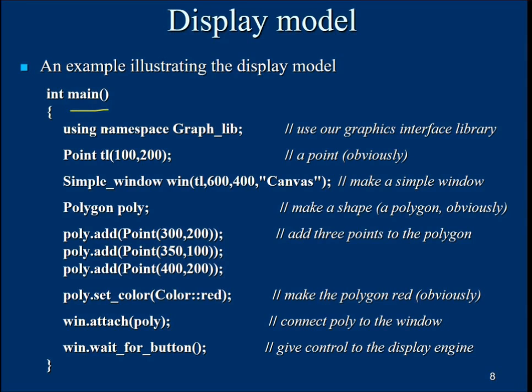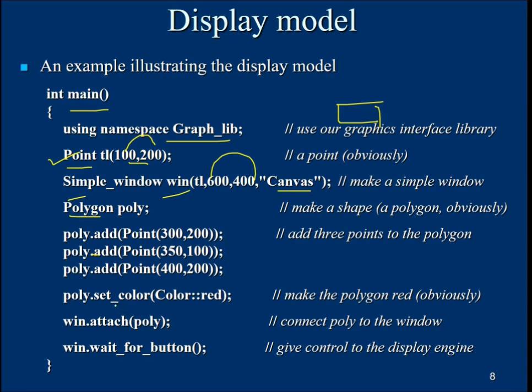We should have everything in our main. So this using namespace graphlib means we use our graphics interface library. For point, obviously, this is one point. And we are making a simple window with Win. We use this canvas for it, and this is the width and height, and we also name it. Then we make a shape called polygon. Then we add 3 points to the polygon because we already initialized the points: point 1, point 2, point 3.